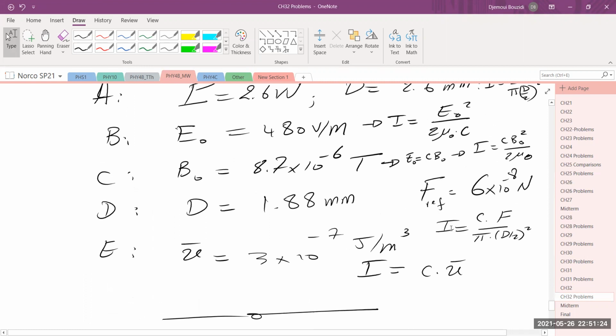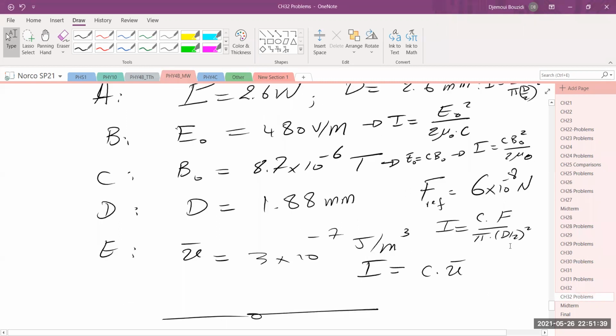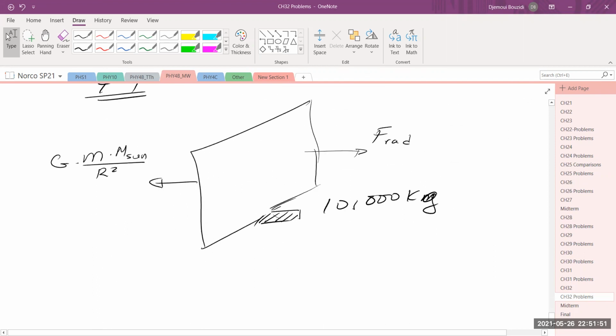The force is equal to... did I have this wrong? Yeah, this is the size of the sail that you need. Okay. I times the size divided by c. So that is the expression that we need in here.